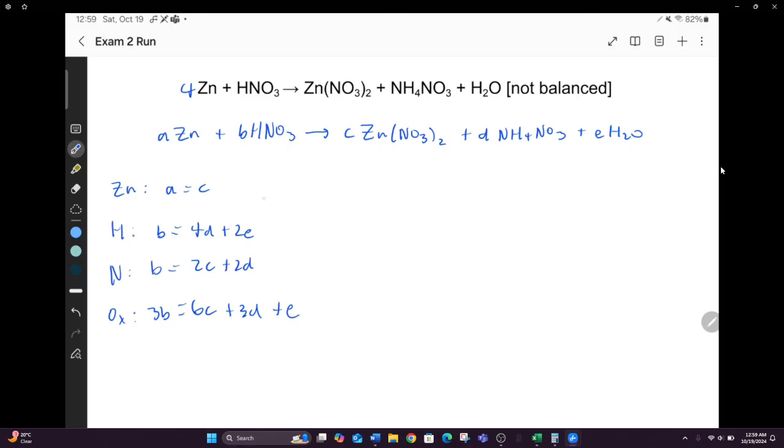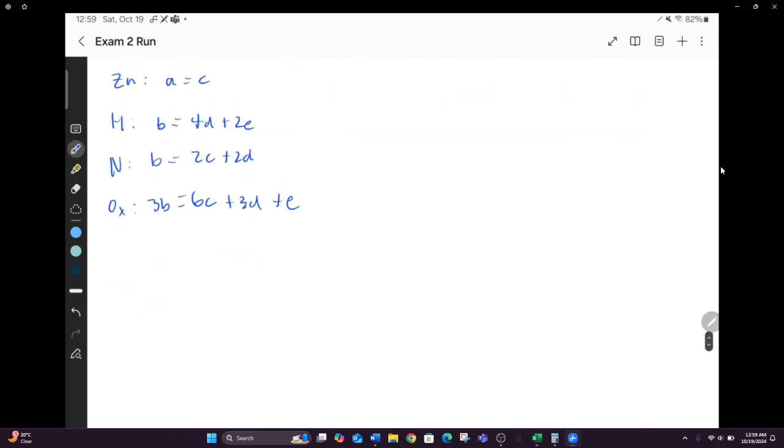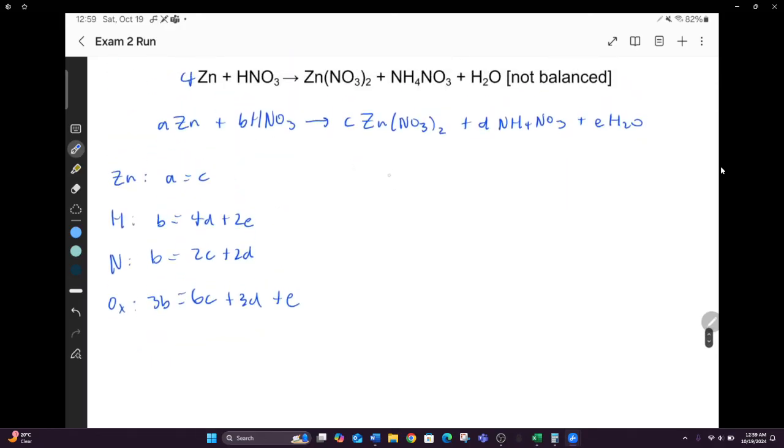Now, if you can break down all these, just give one of them a value and solve, like, I don't know, set E equal to 1 or something. You can solve for this. However, I'm going to make it easier using linear algebra. So a minus c equals 0, b minus 4d minus 2e equals 0, b minus 2c minus 2d equals 0, and 3b minus 6c minus 3d minus e equals 0.